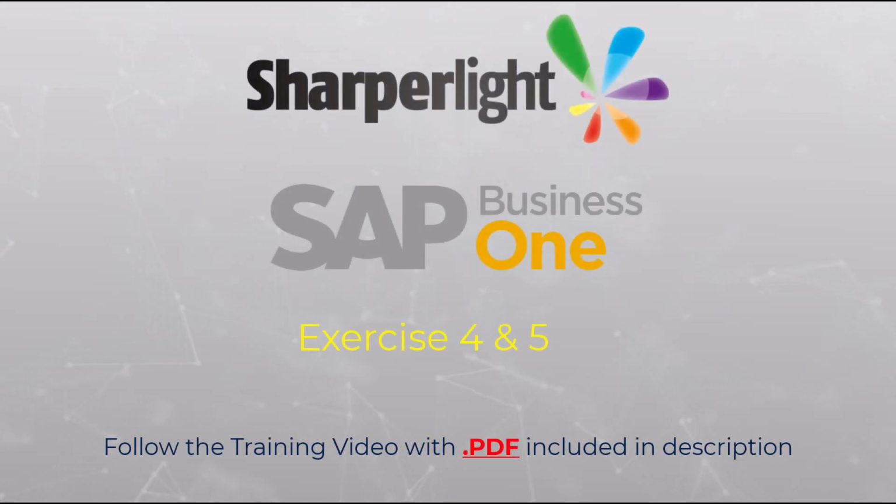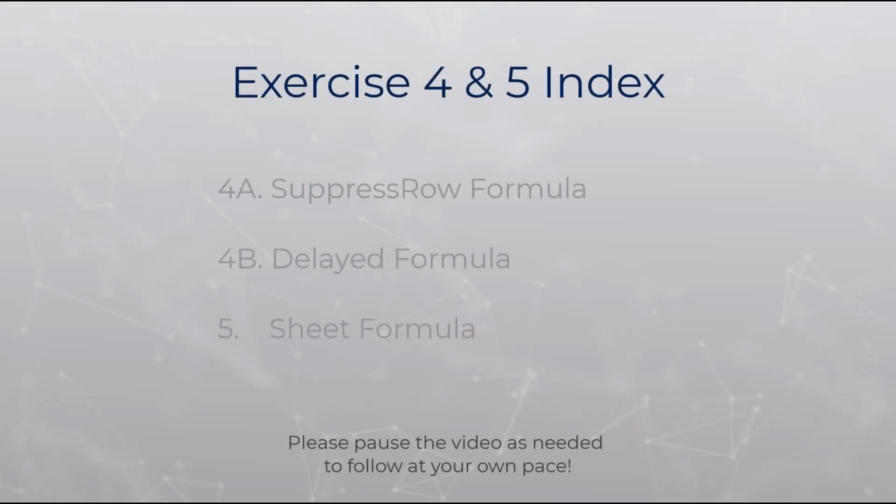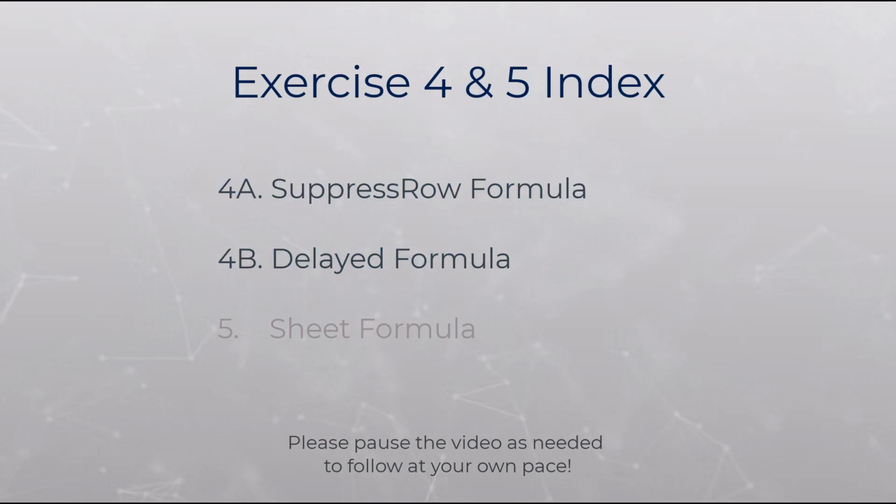Welcome to the intro training exercises for Sharperlight's Excel add-in on SAP Business One. Please follow the video carefully, and if needed, use the PDF listed within the description for further information. This is exercise 4 and 5. Exercise 4 has two parts, A to B, introducing the SuppressRow Formula and delayed formula. Exercise 5 introduces Sharperlight's sheet formula.